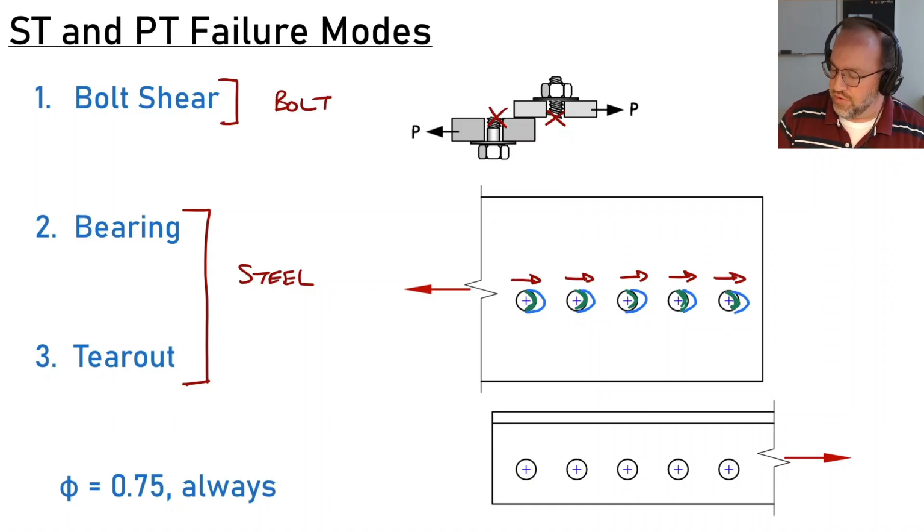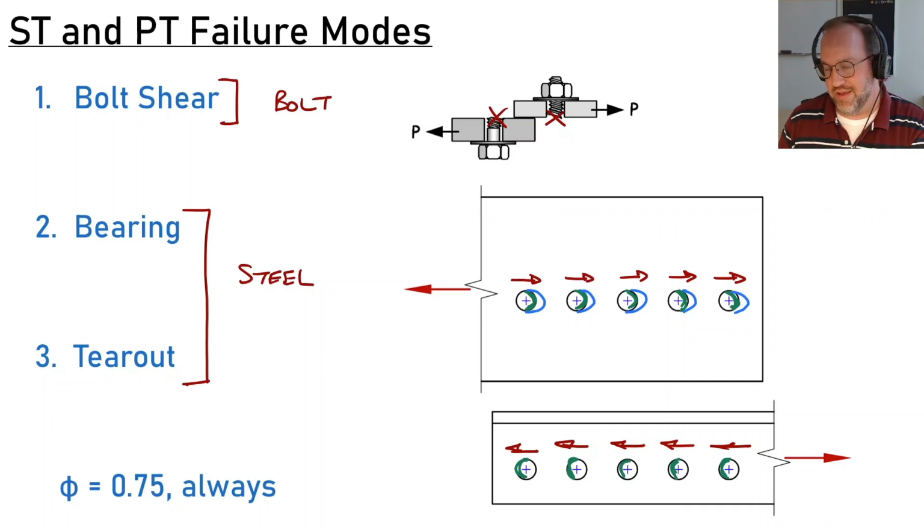Now, obviously, that's going to be in the opposite direction for the double angle, and that's the important thing about these checks: we are going to have to look at it from both pieces, or all pieces that are being connected together. So you're going to do a bearing check, in this case, for the gusset plate and for the double angle, because you could have a bearing failure in one and not the other.